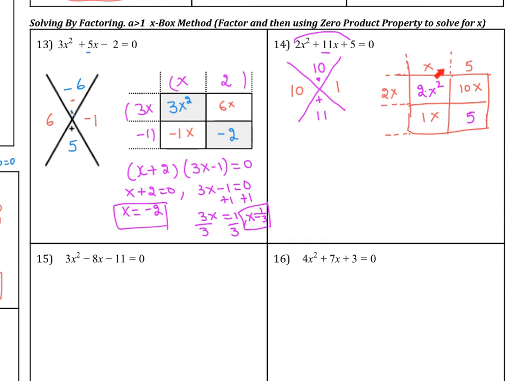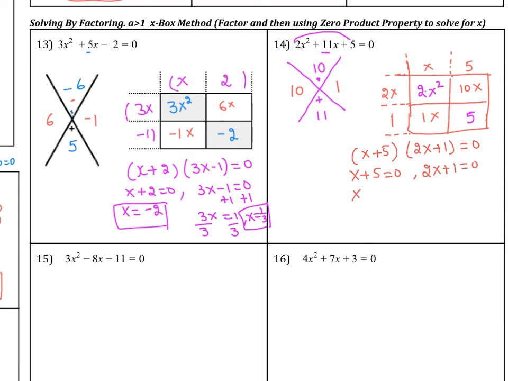So x times 2x would be 2x squared, x times 5 would be 5x... x times 2x would be 2x squared, and 5 times 2x would be 10x. And this one should be 1, so that when you multiply 1 times x, it would be 1x, and 1 times 5 would be 5. Now the top numbers will be in one factor and then the side numbers will be another factor. So it's going to be x plus 5 times 2x plus 1 equals 0. You're going to set them equal to 0 one by one and solve for x.